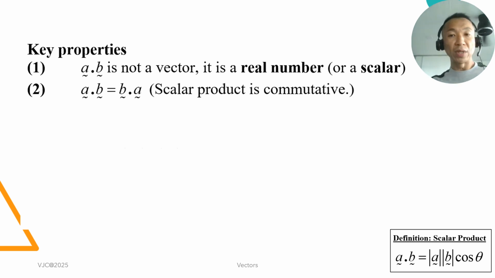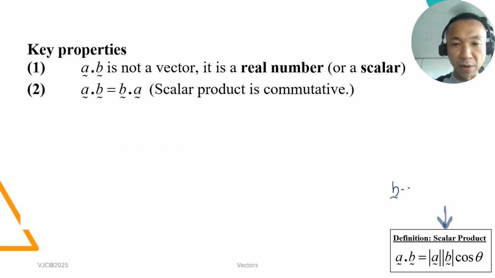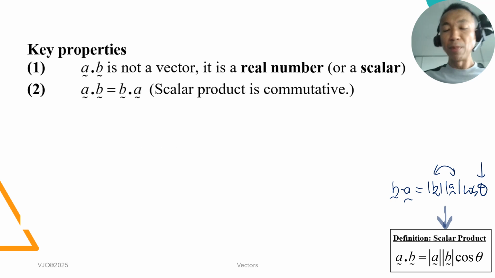Next, scalar product is commutative. I don't think it's difficult to understand because since you define it like that, it's easy to tell that B dot A is modulus of B, modulus of A, cosine theta, and this theta remains the same, and this multiplication is commutative. So it's not difficult to understand.